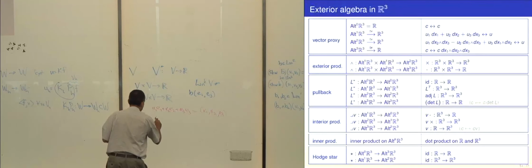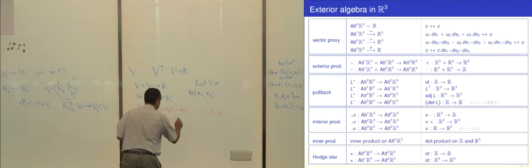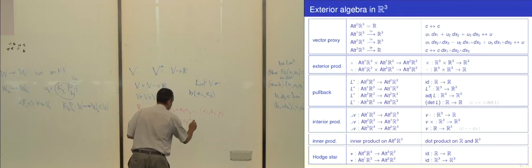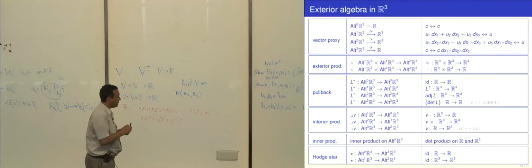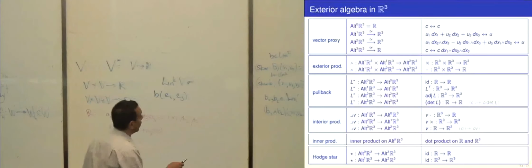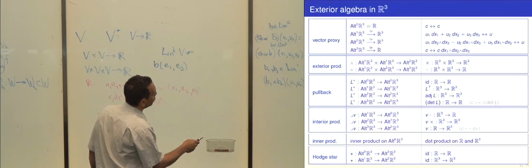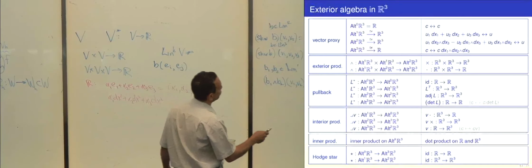The dual space is things of the form alpha 1 dx1 plus alpha 2 dx2 plus alpha 3 dx3, and we can identify these. They have the same coefficients. So using our preferred basis, we can identify the dual space of R3 with R3. In other words, u1 dx1, u2 dx2, u3 dx3 goes to the vector u1, u2, u3.